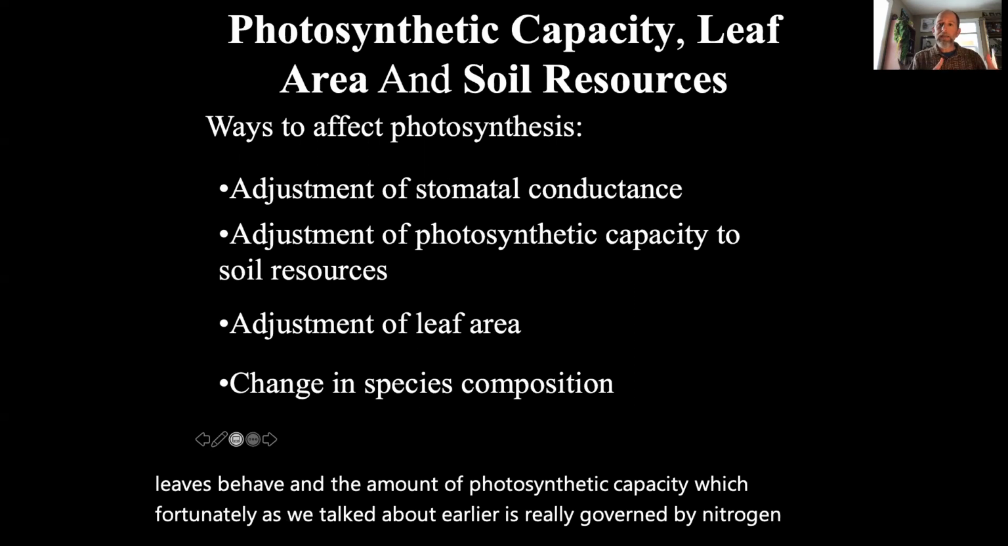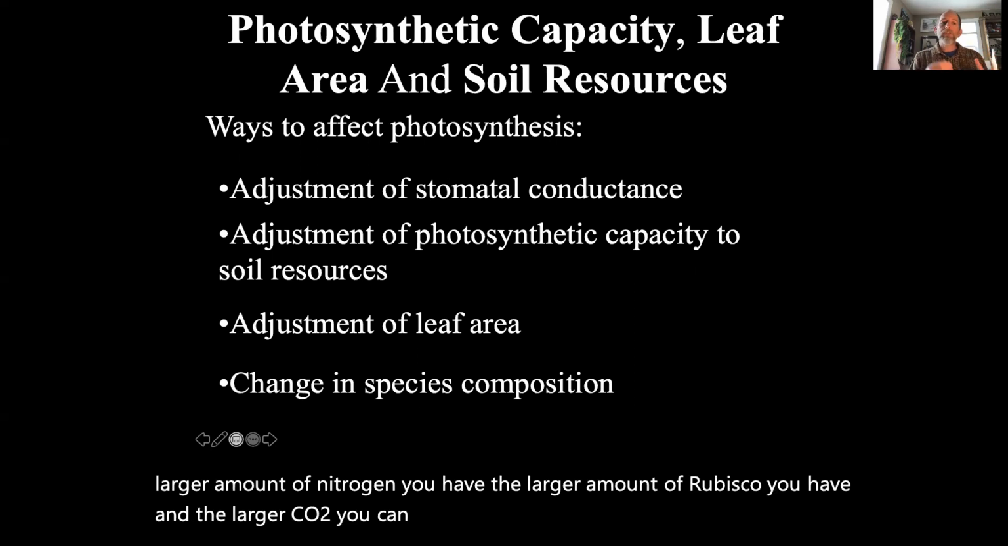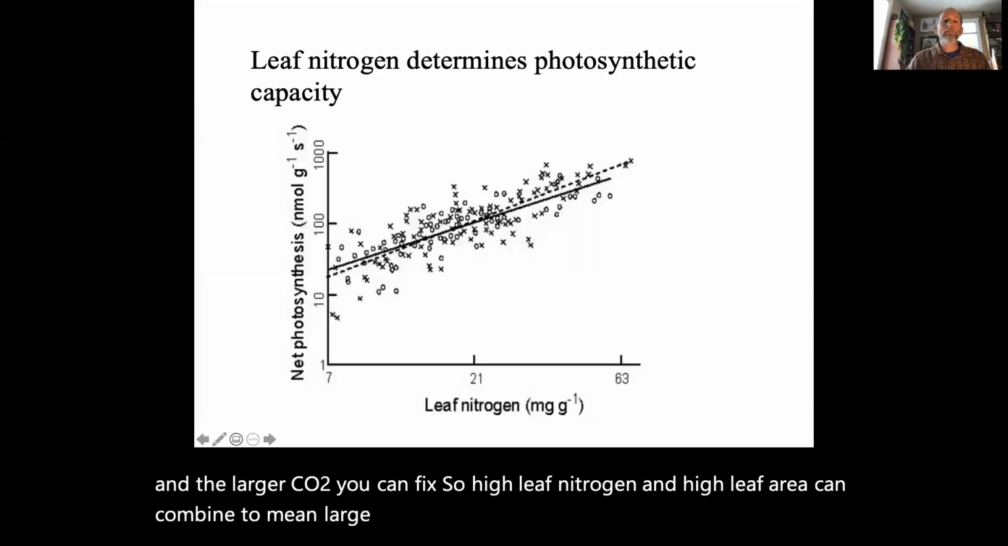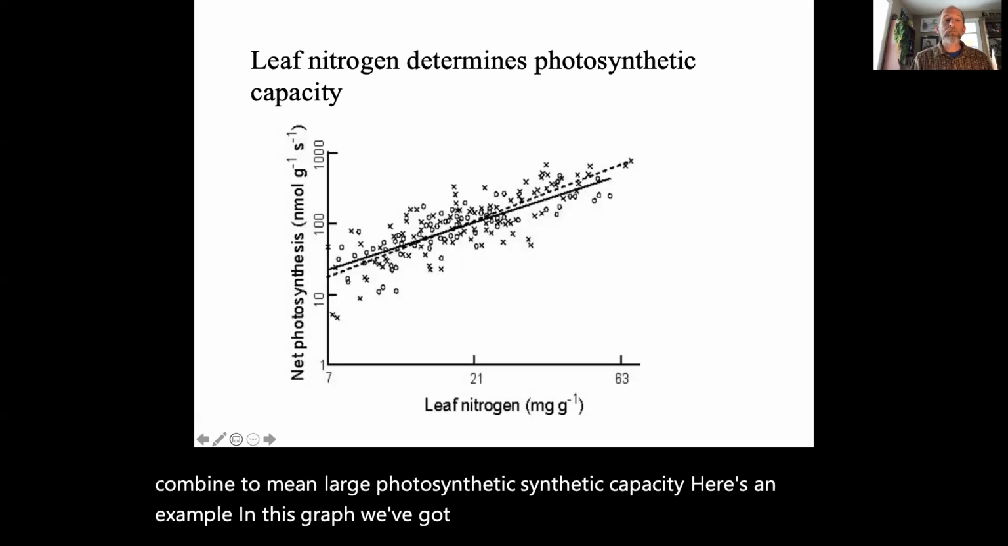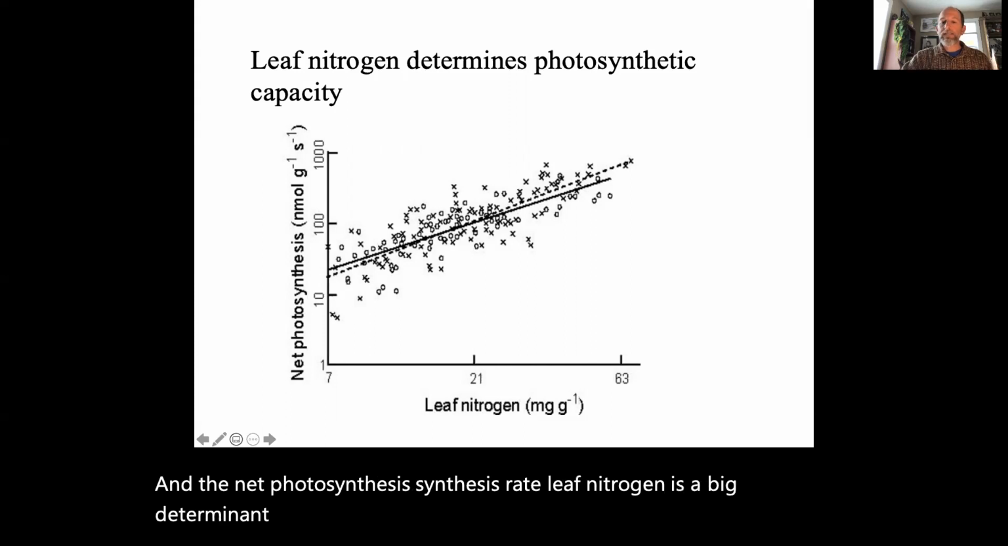The larger amount of nitrogen you have, the larger amount of rubisco you have, and the larger CO2 you can fix. So high leaf nitrogen and high leaf area can combine to mean large photosynthetic capacity. Here's an example. In this graph, we've got measured leaf nitrogen from multiple systems and the net photosynthesis rate. Leaf nitrogen is a big determinant of photosynthetic capacity.